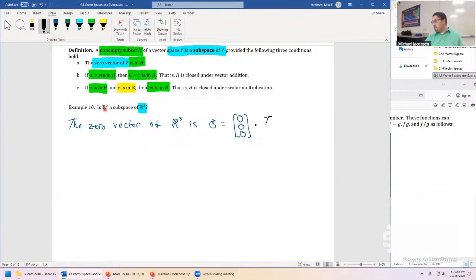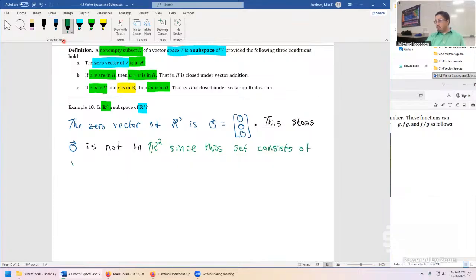This shows that the zero vector is not in the smaller set R2, since this set consists of vectors with exactly two entries.